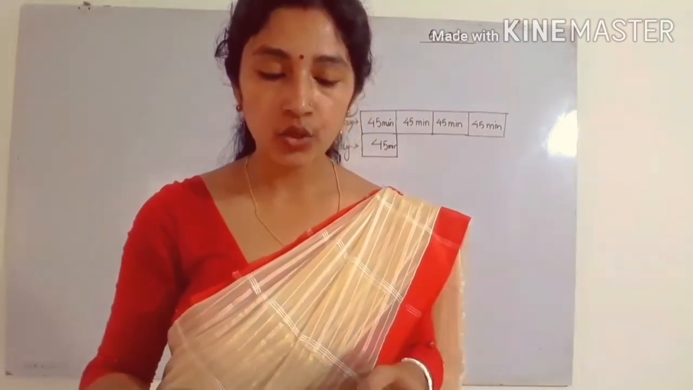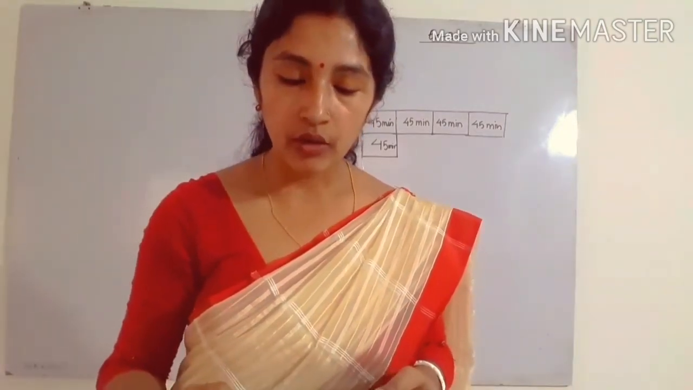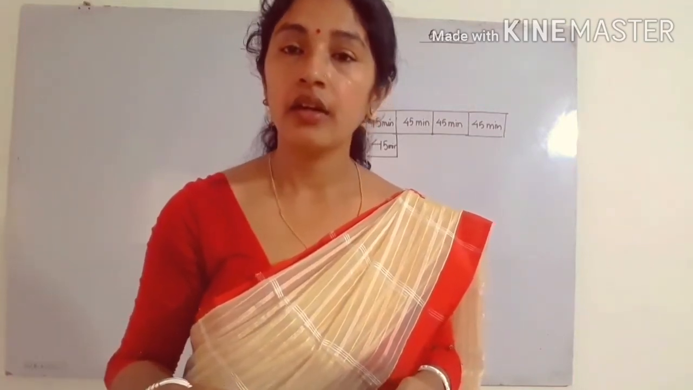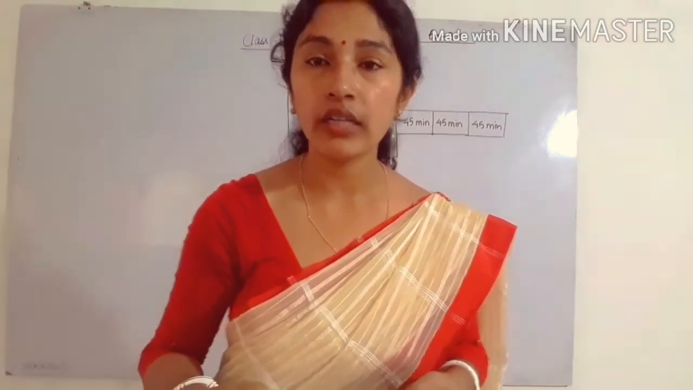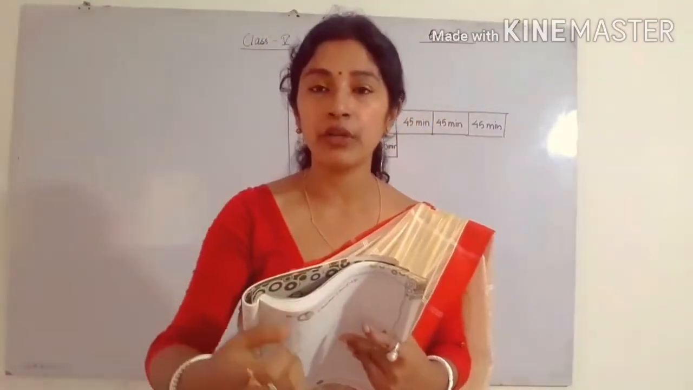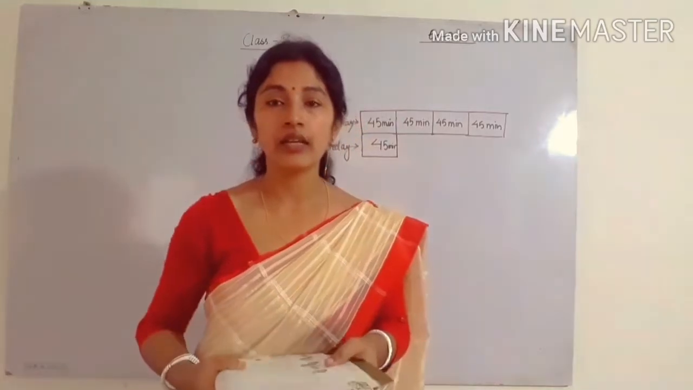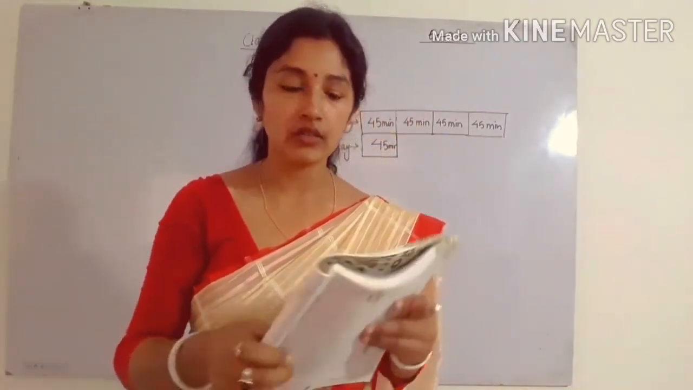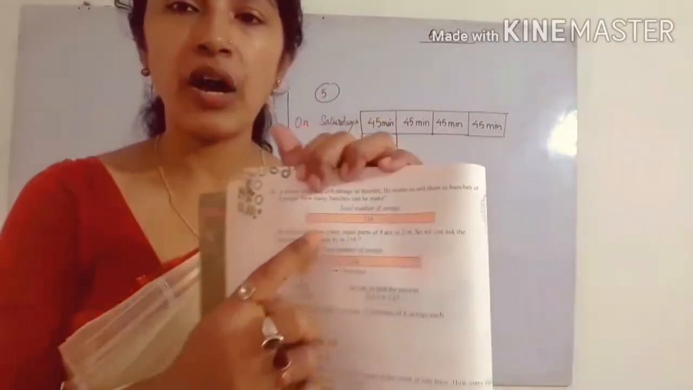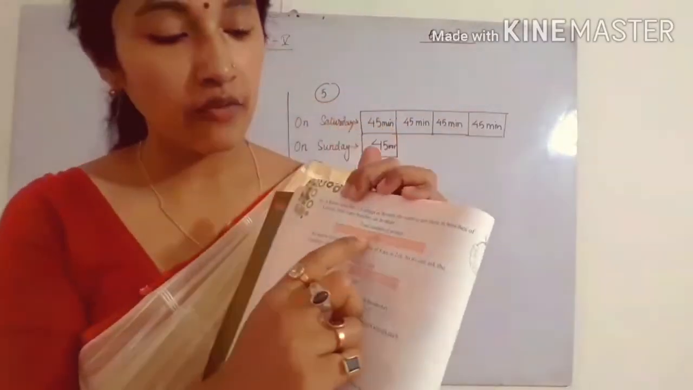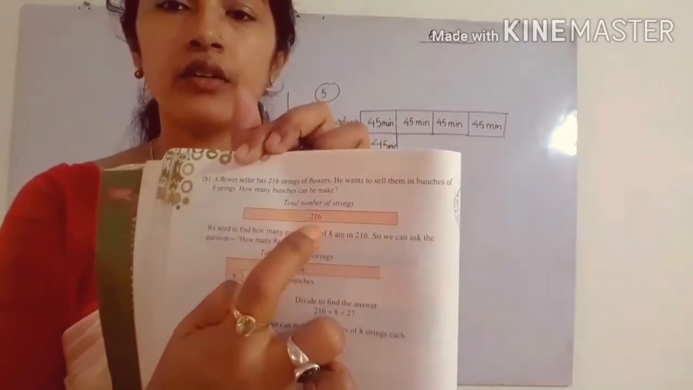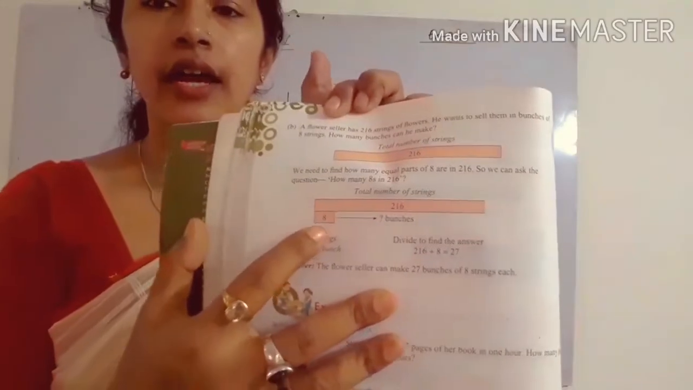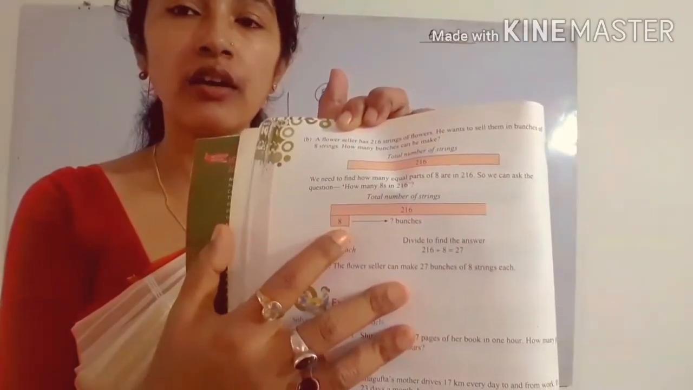See in B. A flower seller has 216 strings of flowers. He wants to sell them in bunches of 8 strings. How many bunches can he make? That means here the quantity is not given, the number of bunches. But it is given that in a bunch there are 8 strings and the total number of strings of flowers is 216. So you can see here the first bar, which has 216 strings of flowers. Then what is given? In one bunch there are 8 flowers.